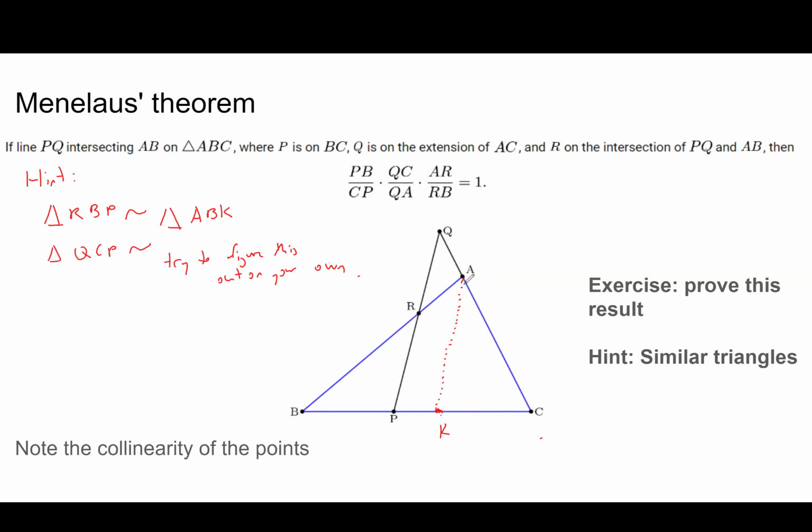And then AKC. So what I've done here, oh, I forgot to tell you guys, K is just a line that's parallel to QP. So we draw an auxiliary line that's parallel. So Josie's saying that QCP is similar to triangle ACK.